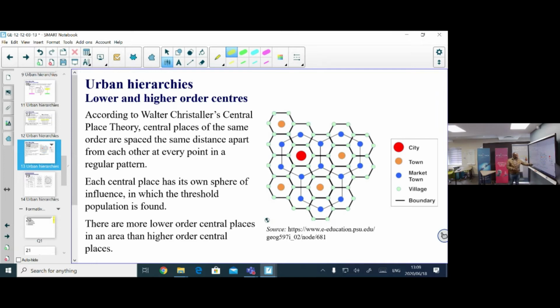There are more lower order central places in an area than higher order central places. So when you look at this diagram, you'll find that there are more villages, which are lower order, followed by market towns, which are fewer than the villages. Then you have towns which are fewer than the market towns, and the city is only here, which is actually offering the higher order service. So this can help explain Christaller's central place theory.